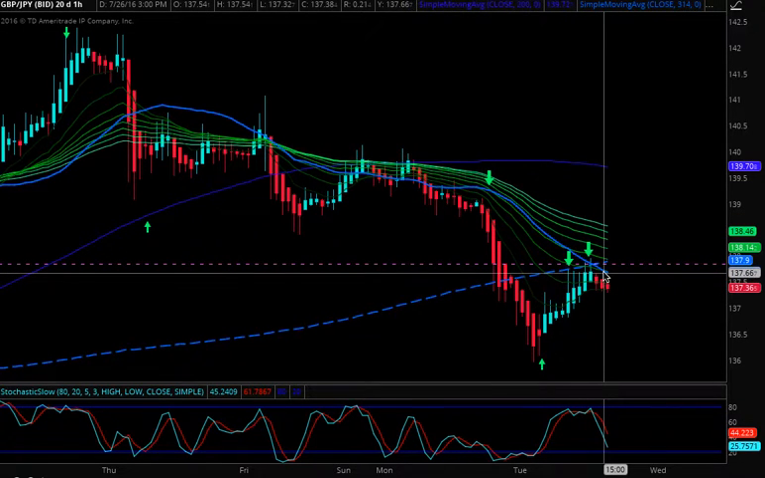I don't know if you could see it. It's the blue line there. I should probably make that a different color.